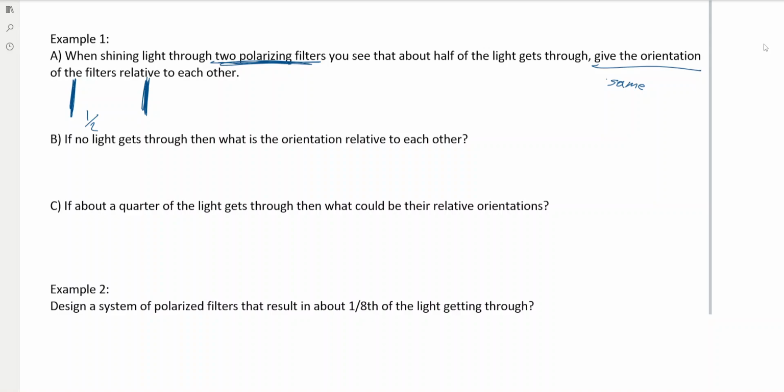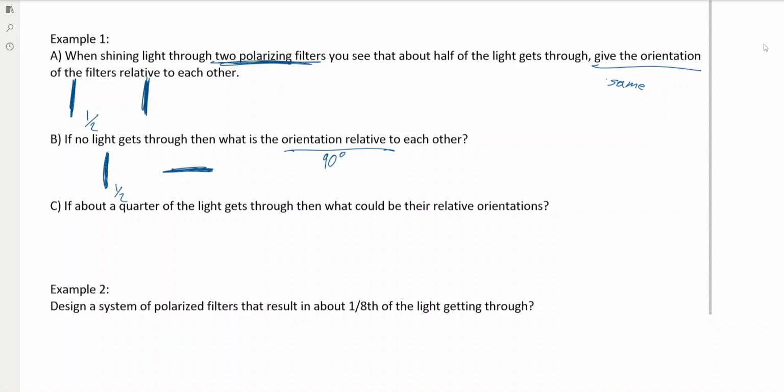If no light gets through, what is their orientation relative to each other? Well, then you would have one this way, which allows half the light through, but now all that light is going vertically. So if you make the second one this way, or 90 degrees to each other, then none of the light will get through.